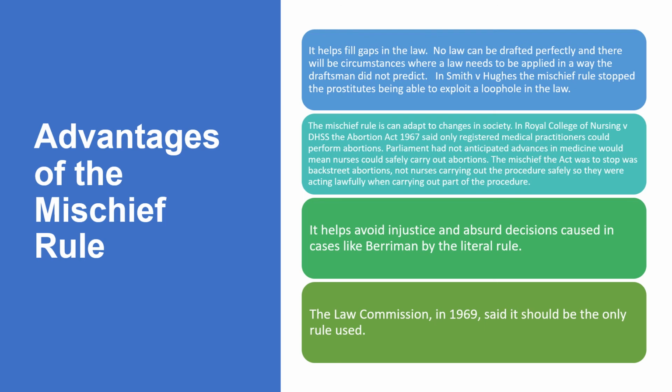Now, the mischief rule can adapt to changes in society also. So, in Royal College of Nursing and the DHSS, where registered medical practitioners could perform abortions, Parliament had not anticipated that advances in medicine would mean nurses could also carry out abortions. Now, the mischief here was to stop backstreet abortions, so nurses carrying them out safely were lawful, and of course this helps to ensure that they're not performing illegal acts.